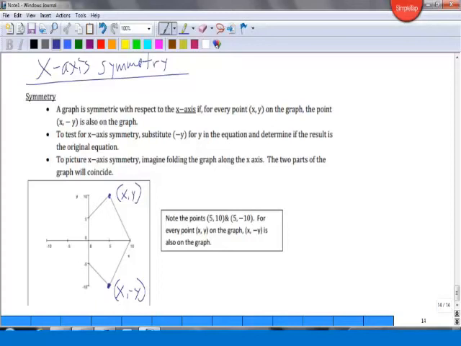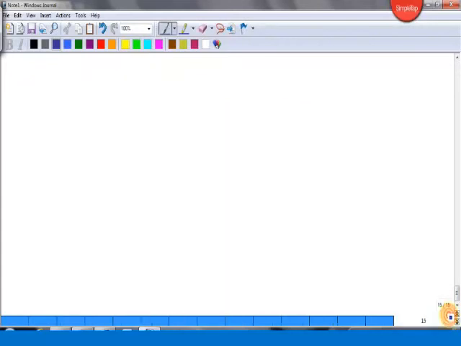So the graph is symmetric. I think the points I actually plotted were 5, 10, and 5, negative 10 there. Same x-coordinate, opposite y coordinates for x-axis symmetry. So there's the x-axis, let's see, also the y-axis, so y-axis symmetry.